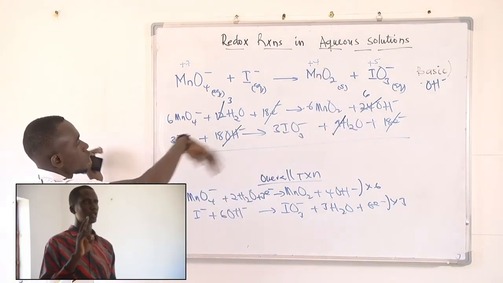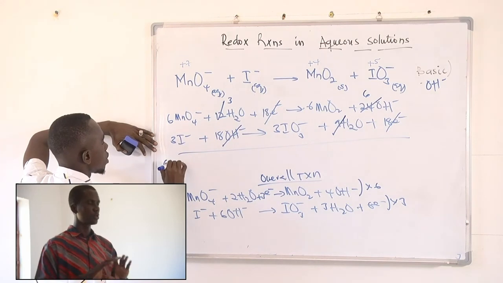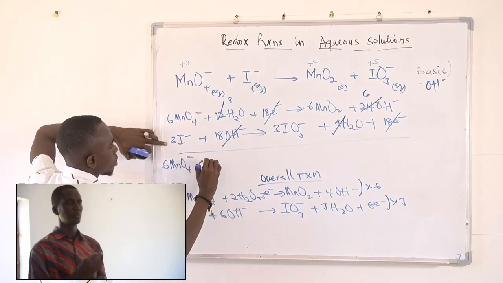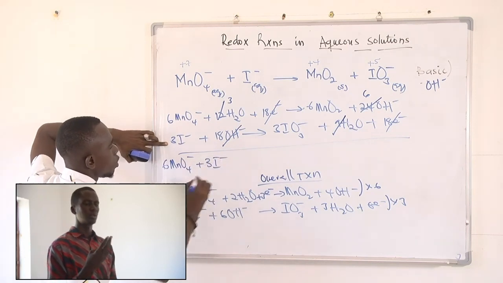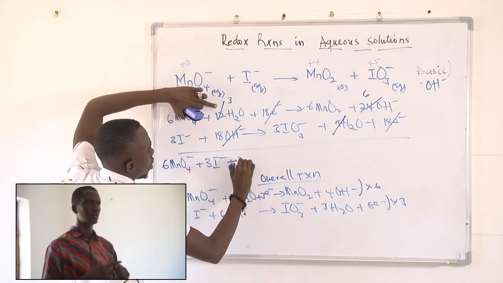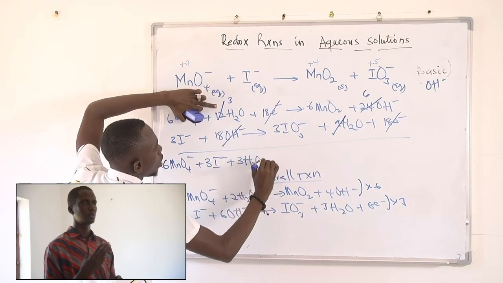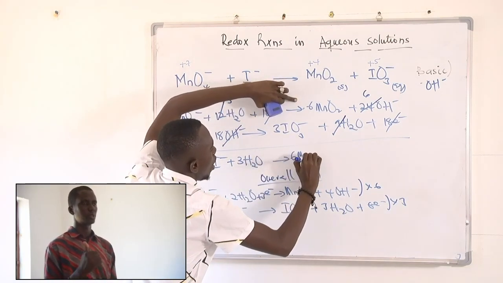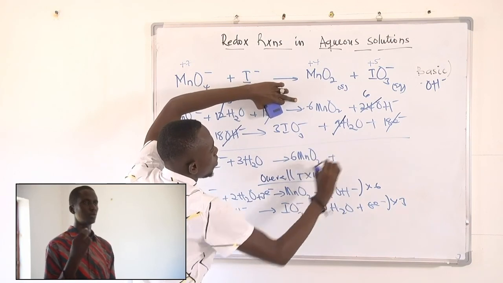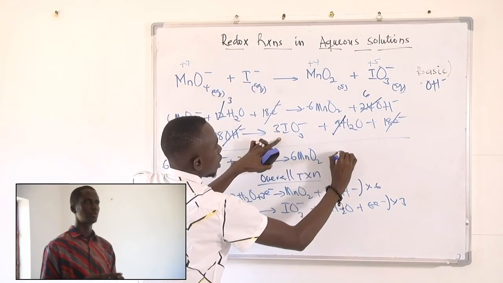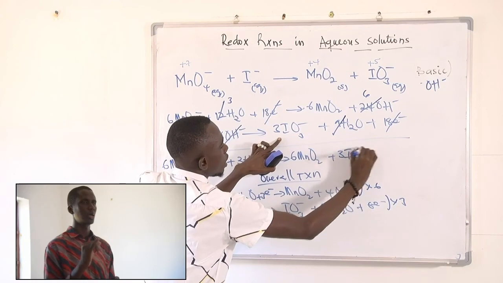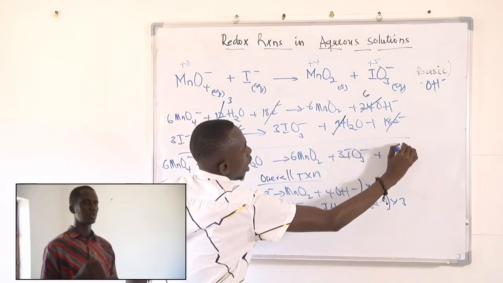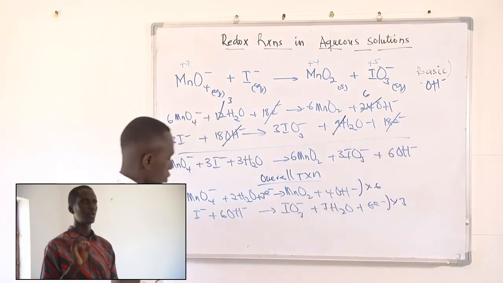Now our overall reaction now is going to be 6 MnO4 minus plus 3 iodide ion plus 3 water molecules, and this will give us 6 MnO2 plus 3 IO3 minus, and then we have plus 6 hydroxyl ions.